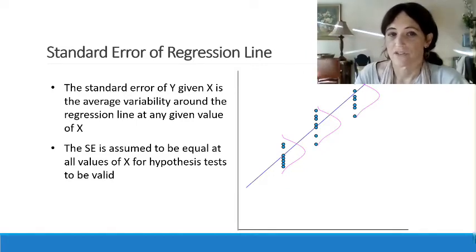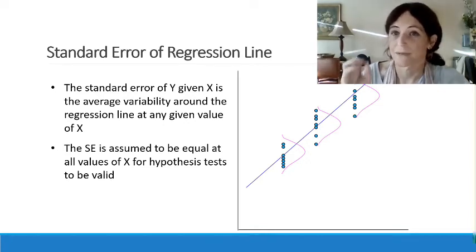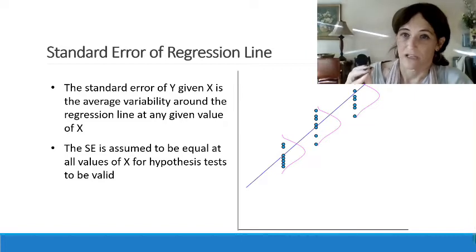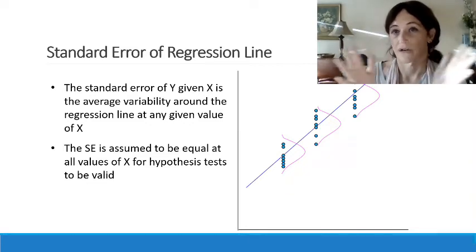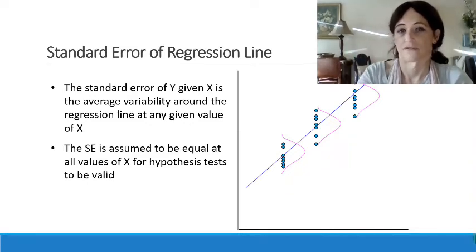So the standard error is assumed to be equal at all values of x for the purposes of hypothesis testing. If we want to be able to get p-values associated with each of our coefficients, we need to have this assumption that there's even spread at different values of x.